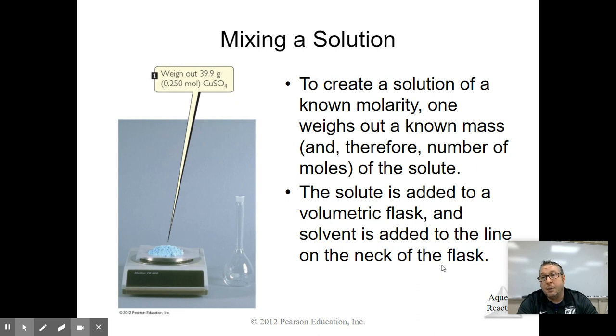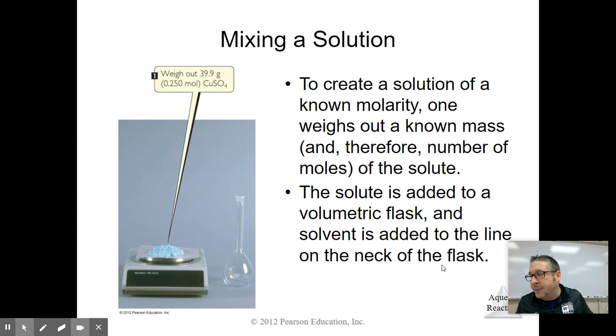Once you do that, the solute that you just measured out is going to be added to what's called a volumetric flask. I'm not certain if I showed these to you early in the year, but it's basically just a flask with a really skinny neck, and it's got a single line on the neck. That single line tells you exactly what the volume is of that solution that you just made, so you know exactly what your concentration is going to be after you calculate that.